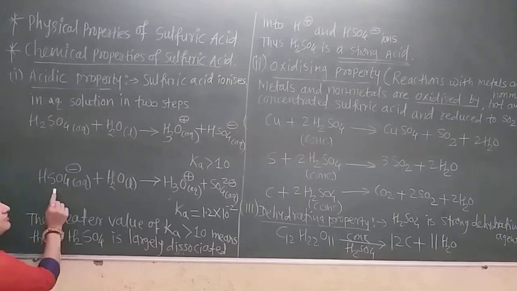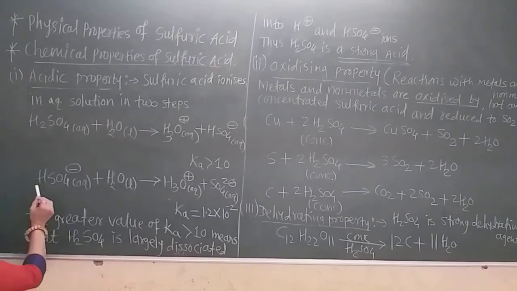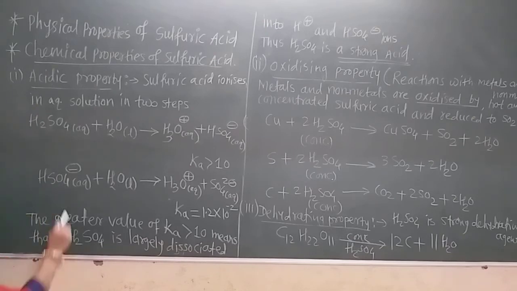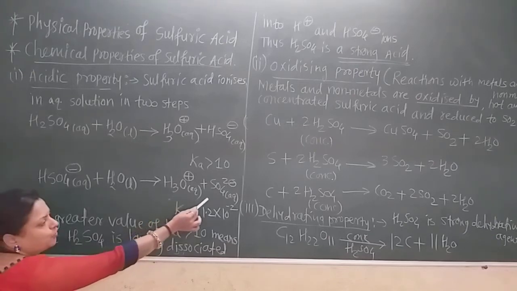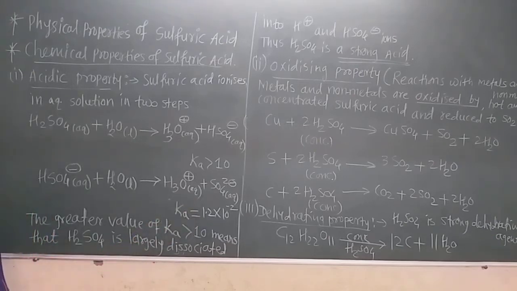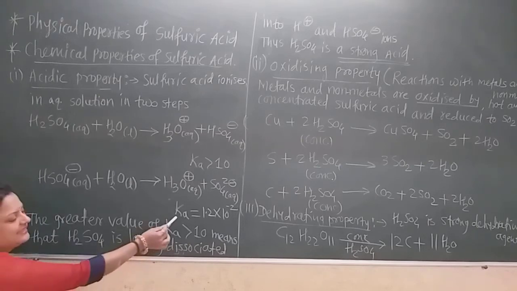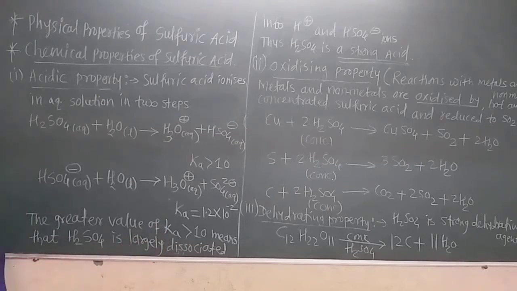Again this HSO4 minus reacts with water. The second proton gets ionized from this H2SO4, this remaining hydrogen is again given to water, forming protonated water, because the H plus ion is always present in the form of hydronium ion. The bare H plus ion is not there. So water is required for the ionization, and SO4 2 minus is formed here. Thus in the second step K is lower, but in the first step K is higher.